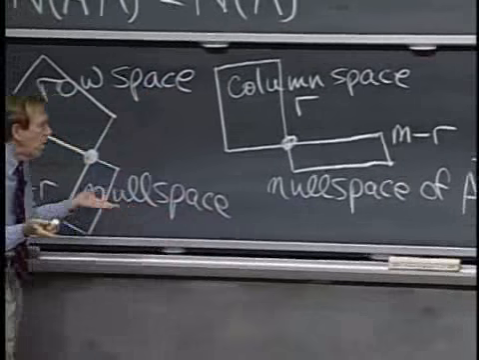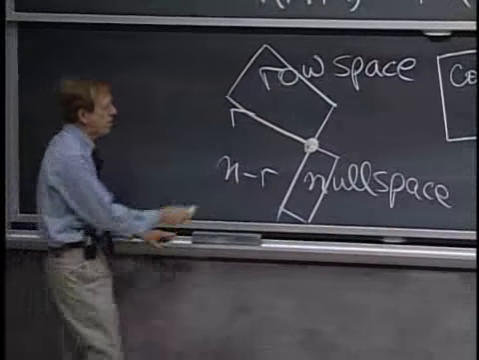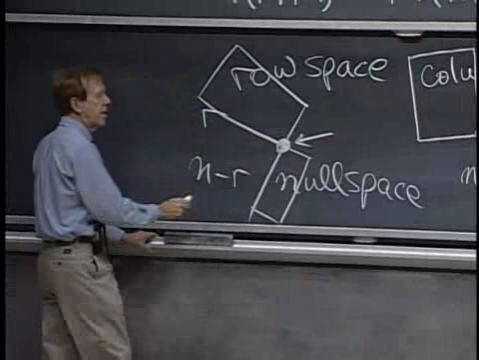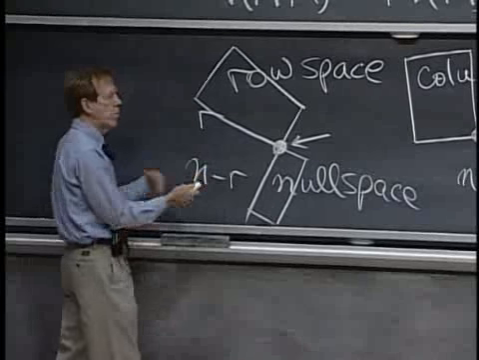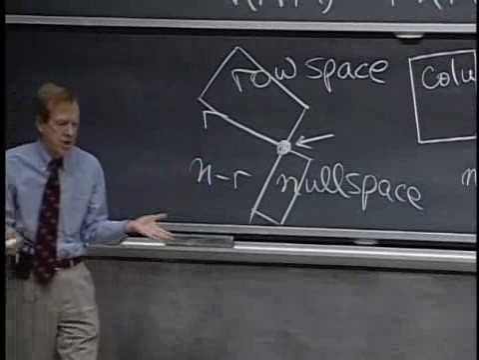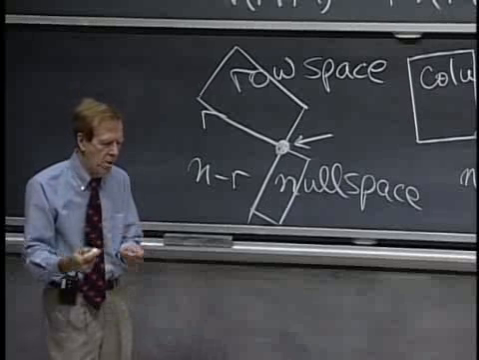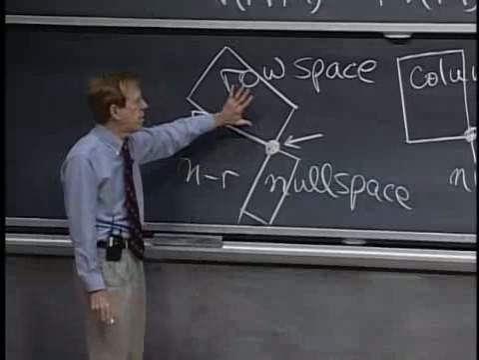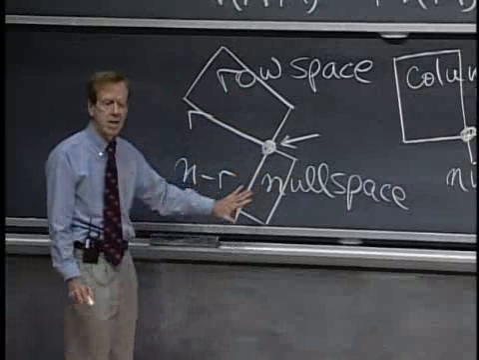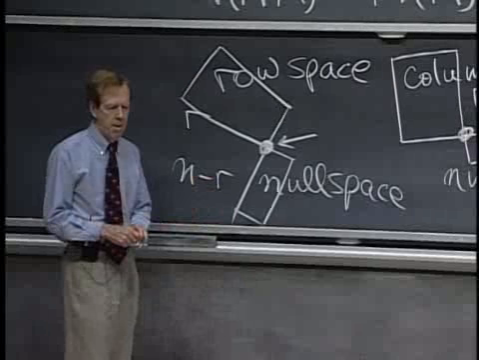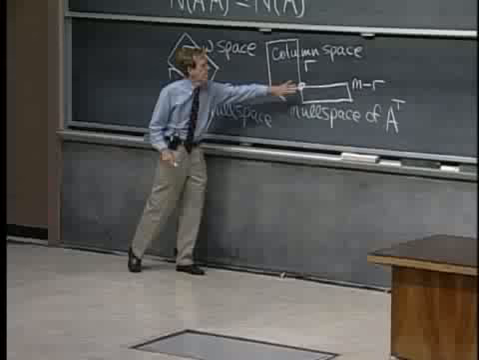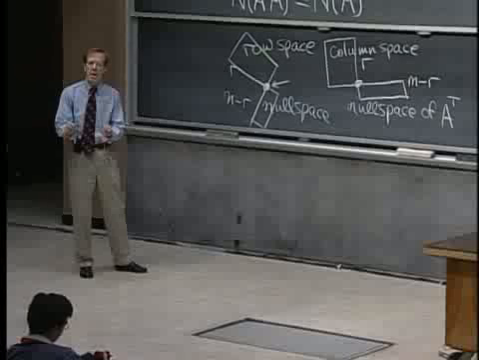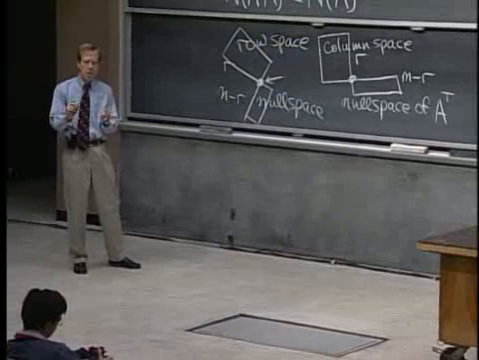What I want to show now is what this figure is saying. The figure is just my attempt to draw what I'm now going to say, that the angle between these subspaces is 90 degrees. And the angle between these subspaces is 90 degrees. Now I have to say, what does that mean? What does it mean for subspaces to be orthogonal?